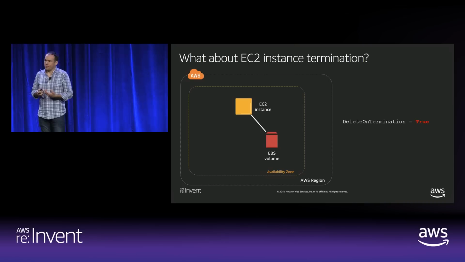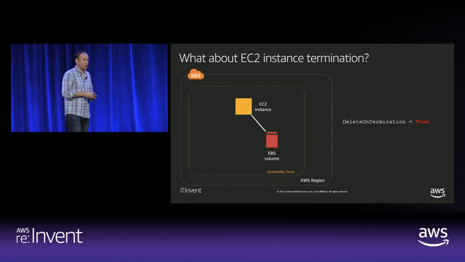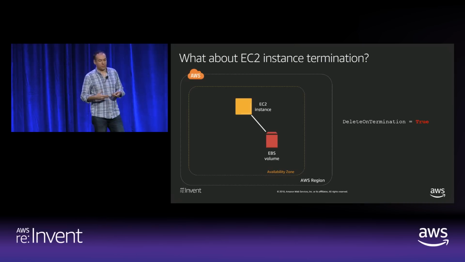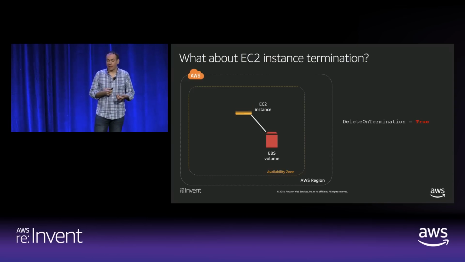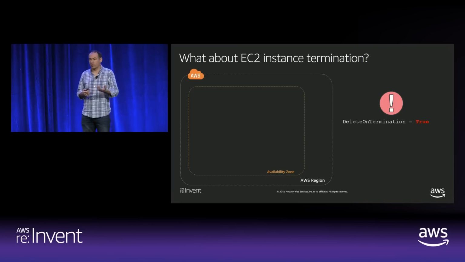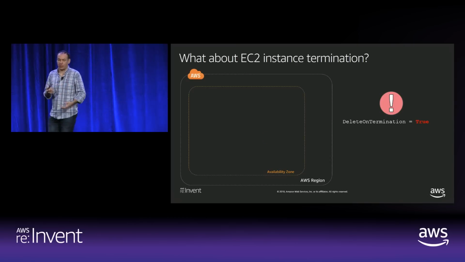If that's not what you want, maybe it's a dev test workload, and so you don't really care about the data. You can set all of your data volumes to delete on terminate equals true. And then what happens when you call the terminate API and terminate that instance, we'll also delete that volume for you and clean up, saving you a little bit of cost.